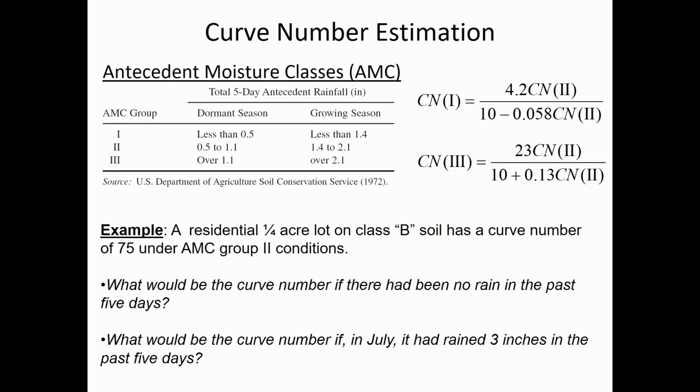So let's find out, if we're starting with 75, how wide can that range go under the dry conditions? So if there's been no rainfall in the past 5 days, or if in July, which is during the growing season, then it's been 3 inches of rain in the past 5 days. So in other words, calculate the curve number under condition 1 and under condition 3 to find out, when you're starting with 75, how high and how low it can go based on the previous rainfall.